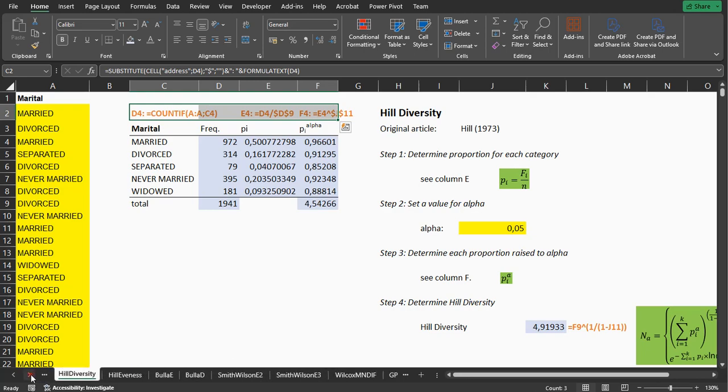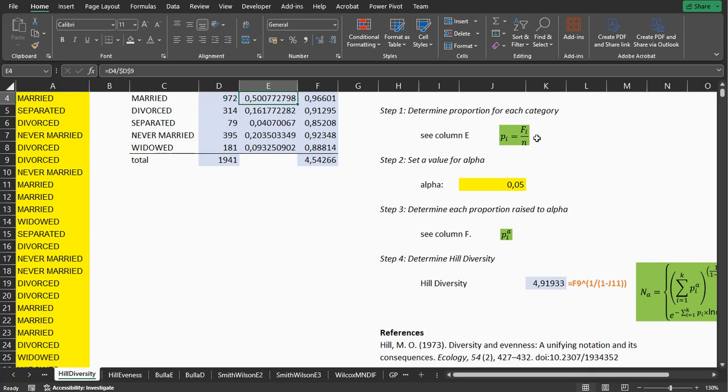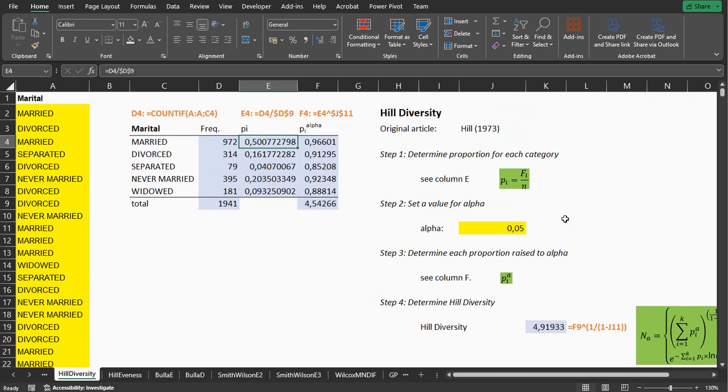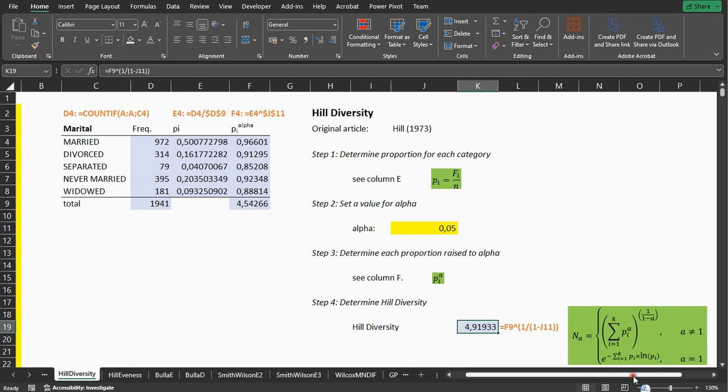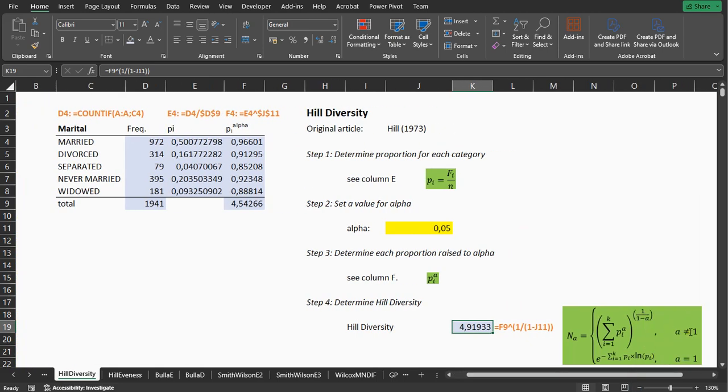Alright, then we get the Hill diversity one. We're getting closer and closer. Still a few to go. Similar as the previous one again, of course, but you take, in this case, simply the sum of all of them if alpha is not set to 1. And then you raise that to the power of 1 over 1 minus that alpha level. If alpha equals 1, you simply use the previous one.